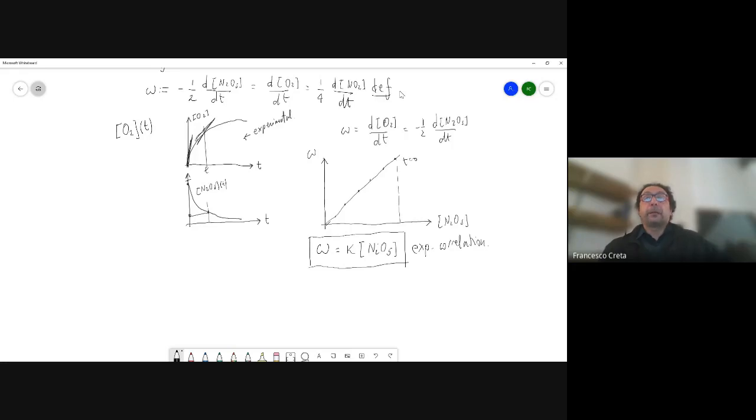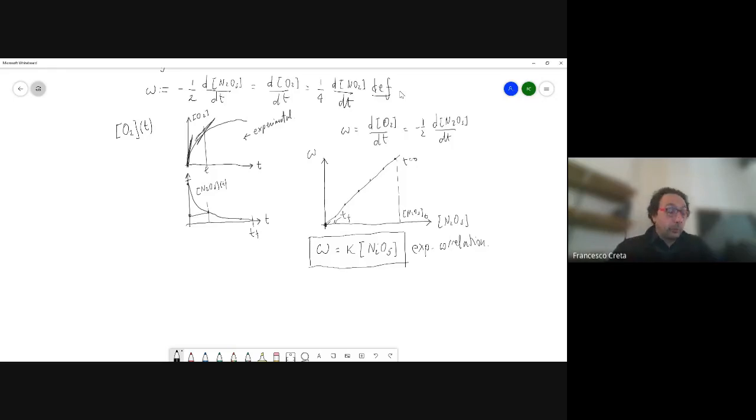Clearly, we start from T equals 0. This would be clearly the initial concentration at 0. And this is T equals sort of final, TF, when we deplete completely the reactant. Okay.